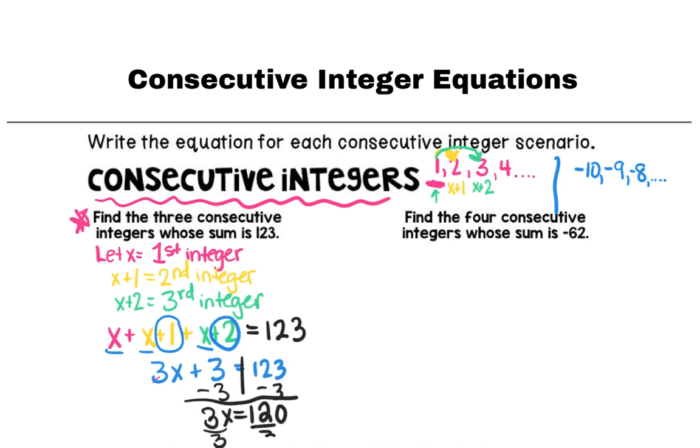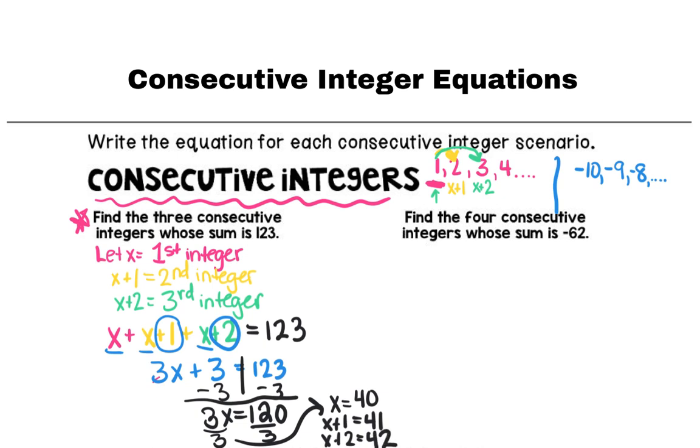Divide by 3 on both sides. I've run out of room, and we get x is equal to 40. We're not done though, because we need to find 3 integers. We're going to look right back up here at our let statements. If x is 40, the next thing that we need to do is we need to find x plus 1, which is going to be 41, and x plus 2, which is 42.